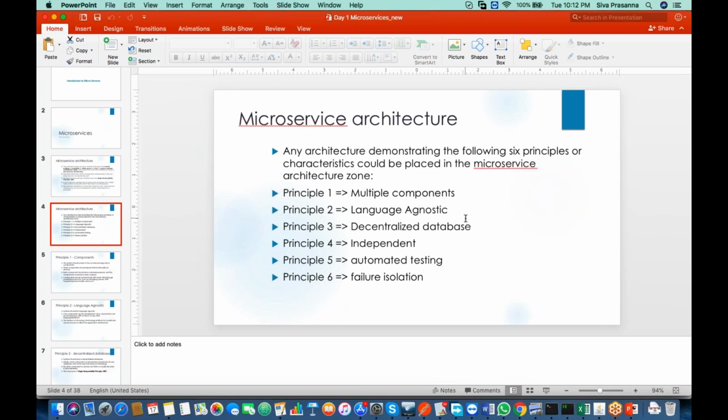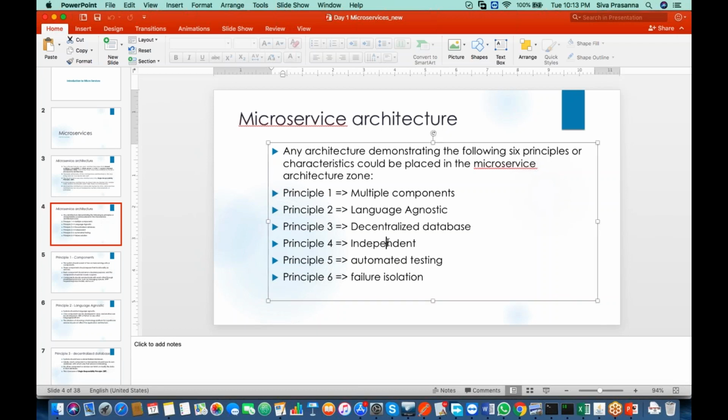Otherwise, that doesn't really solve the purpose of the challenge which we generally face with having multiple platforms, multiple languages, and everything, right? Decentralized database, we'll talk more about this, because we no longer go against one big Oracle database or any other database for that matter, or MySQL or MS SQL for that matter. We tend to keep the data associated with a specific microservice within the service. That kind of helps a lot, and we'll talk about why.